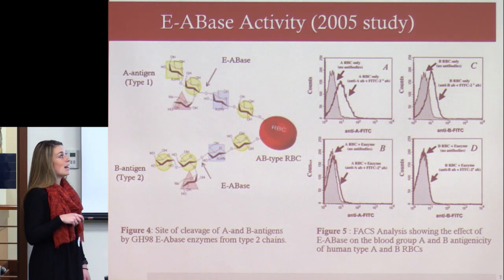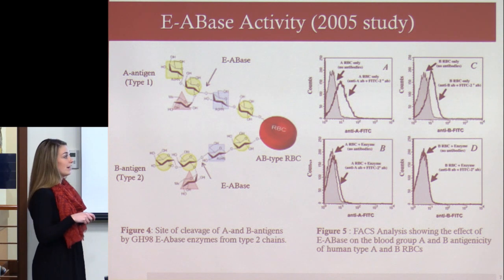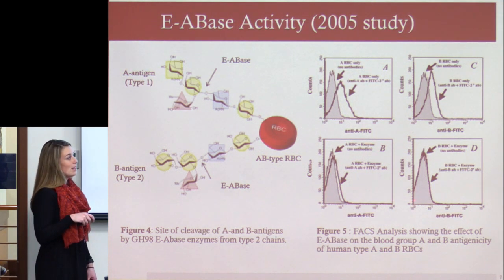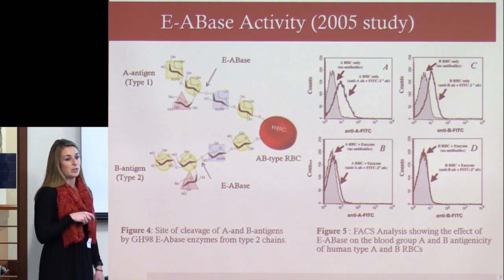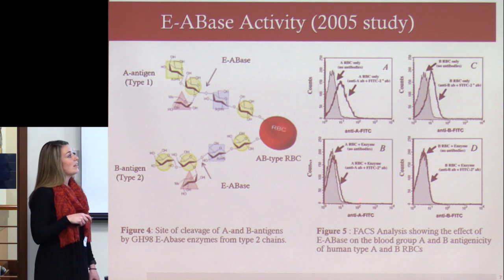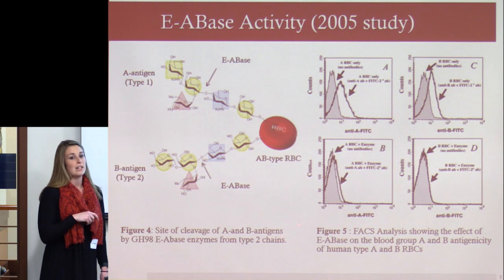So as you can see, that antibody-antigen binding is no longer there, particularly in the B graph here. This is B blood cells. So the peaks completely overlap, showing that the binding is not there. It's not causing that shift in fluorescence. In the A, you can see there is a slight shift. Like I said, it's due to the heterogeneity in the A linkers.